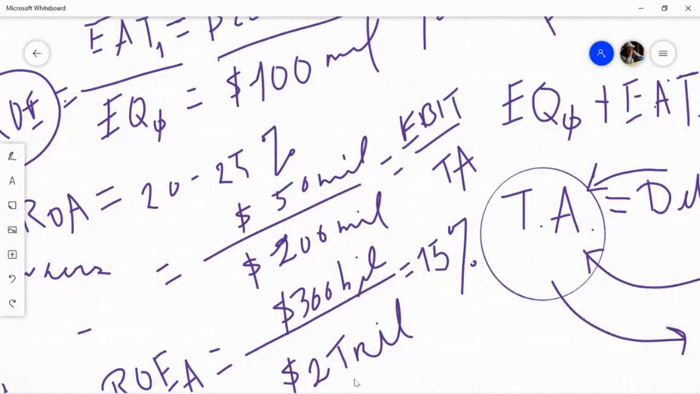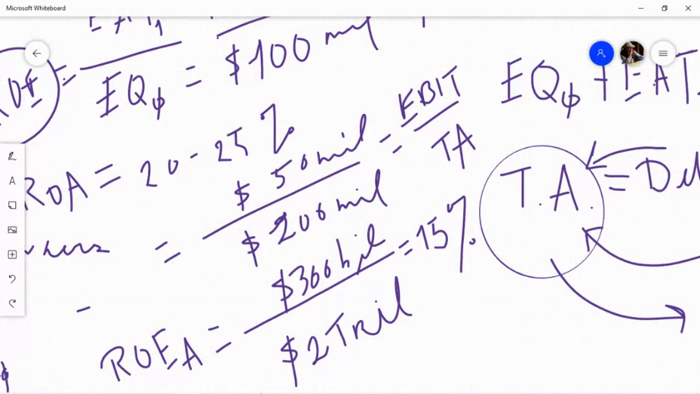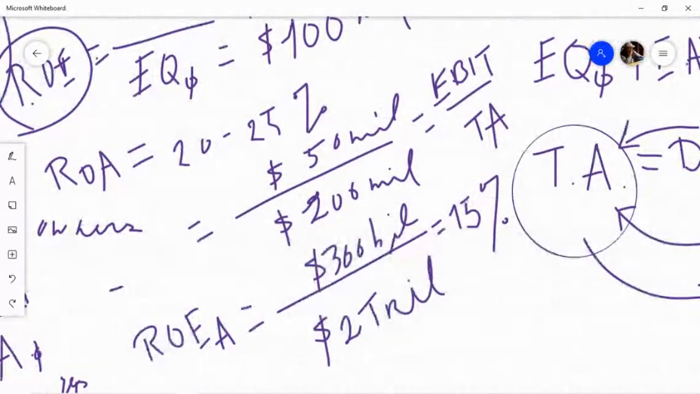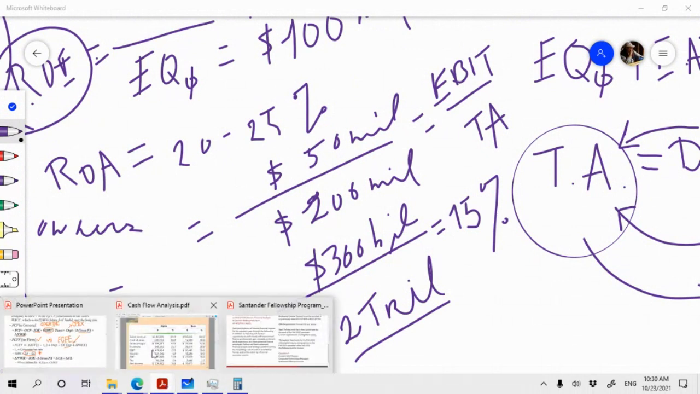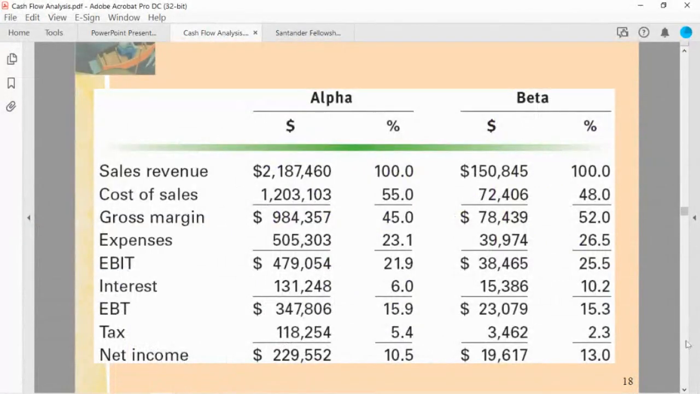Of course, this is not book value. This 2 trillion is not book value. It's market value. Actually book value would be smaller than this, but even the book value would be at least 1.5 trillion, right? So this is why we need the ratios, and this is why we need common size statement.